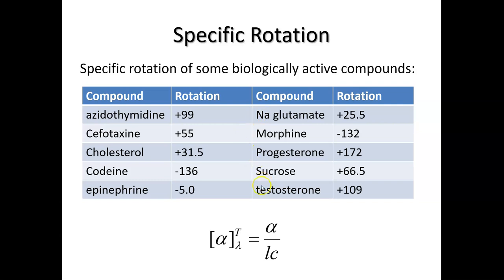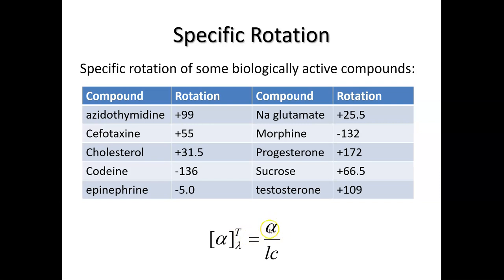And we're not going to get into this too much. I do want to introduce it to you though. This alpha in brackets is talking about the amount of rotation. So the plus 99, plus 99, plus 55, minus 136, that's the amount that the light is going to get rotated in that certain compound. And this is based off of temperature and the wavelength of light that we're putting through. That'll all change based off of those criteria.